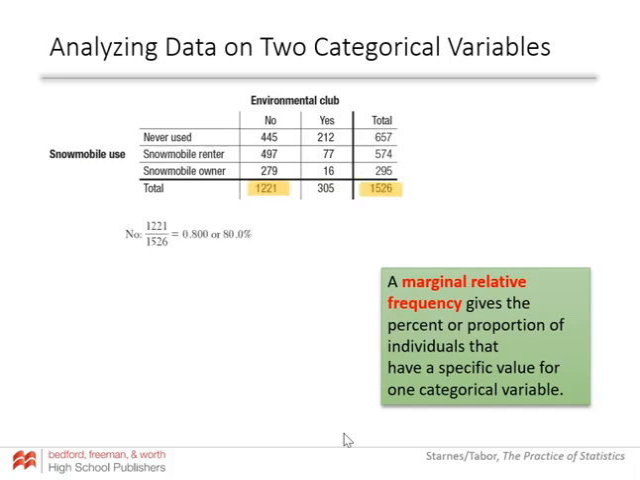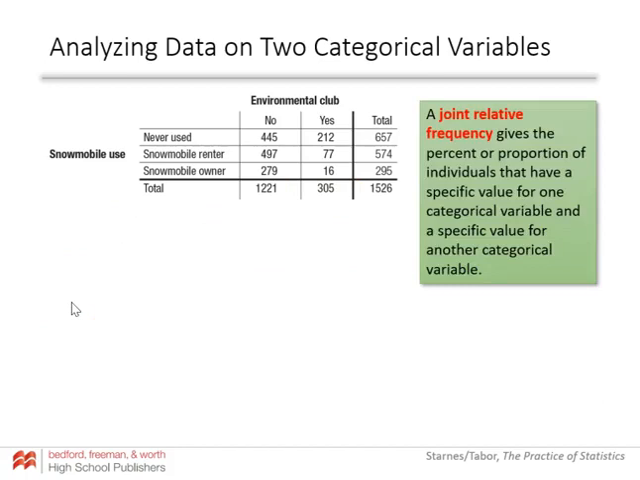So that's when we just look at one variable, out of that total row. If I wanted to know how many people are not in environmental club, I can just look down at that total, and it's always out of the grand total. So 80% of the people in this data were not members of the environmental club.